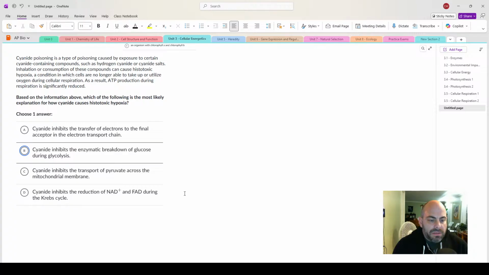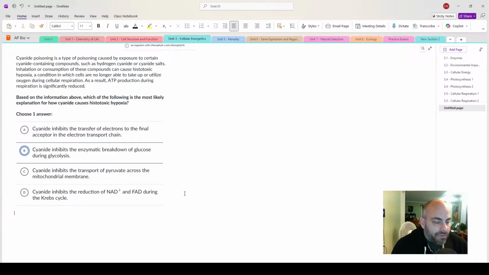Cyanide inhibits the transport of pyruvate across the mitochondrial membrane. Again, we are told that this is a condition in which cells no longer utilize oxygen. And so pyruvate going across the membrane is not going to be a part of that. And inhibits the reduction of NAD plus and FAD during the Krebs cycle. Again, not important. A is good.